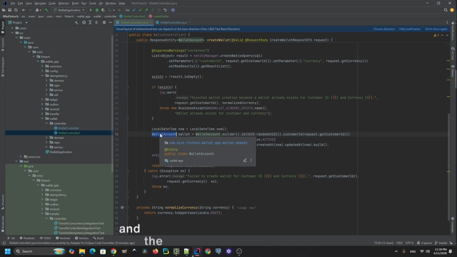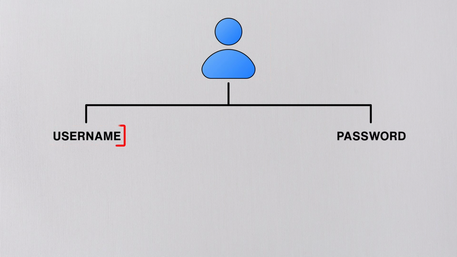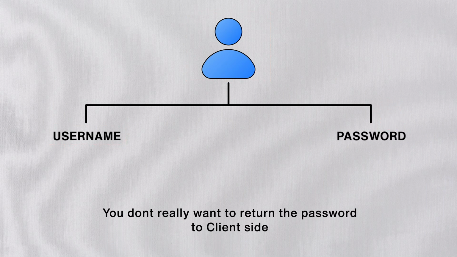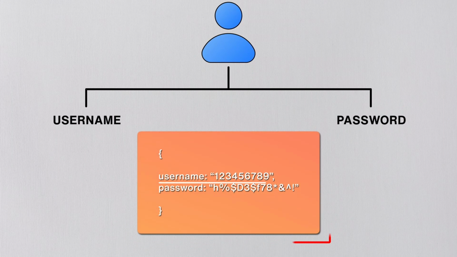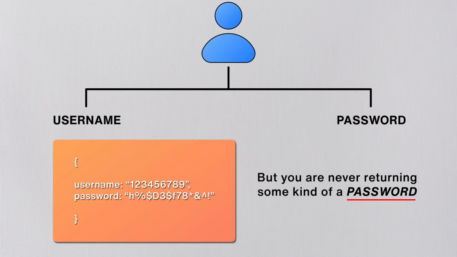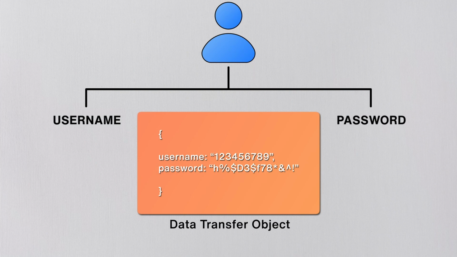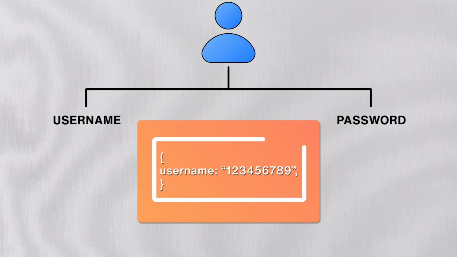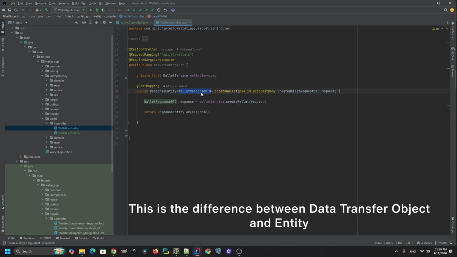And the most famous example for this scenario is when you're inserting a user. You insert a username and password, and you don't really want to return the password to the client side. This is not something you would want. So when you're saving the object, you're saving the username and hashed password, but you're never returning a password. So you're mapping this saved entity to a DTO, a data transfer object, without the password. So you're saving username and password, but you're returning username only. And this is the difference between a data transfer object and an entity.